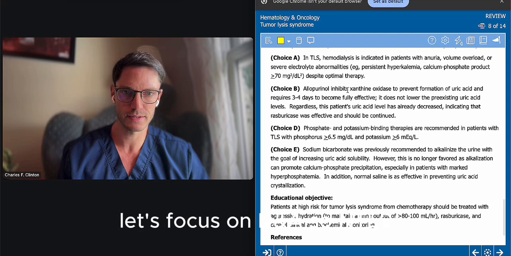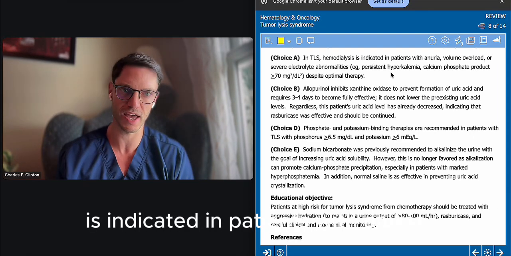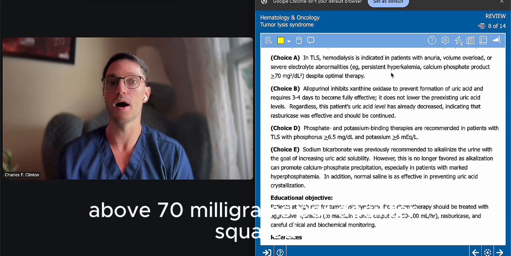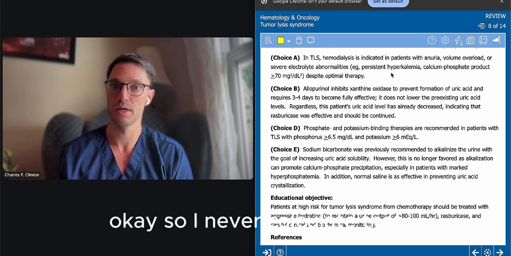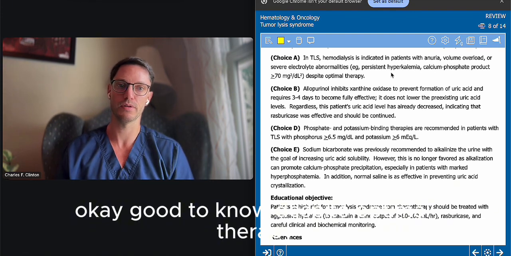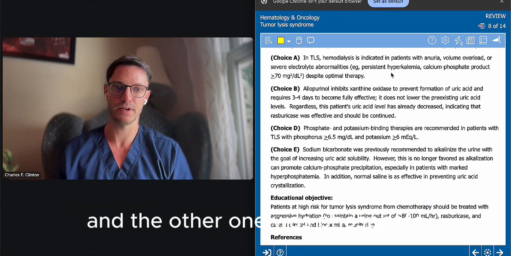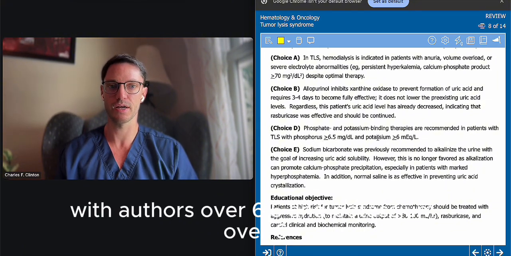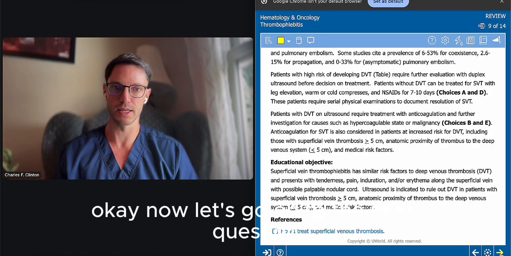So in TLS or tumor lysis syndrome, hemodialysis is indicated in patients with anuria, volume overload, or severe electrolyte abnormalities such as persistent hyperkalemia, calcium phosphate product above 70 milligrams squared per deciliter squared. Okay, so I never calculate that. Calcium phosphate product over 70. Okay, good to know. Despite optimal therapy. And the other one was phosphate and potassium binding therapies are recommended in patients with tumor lysis syndrome with phosphorus over 6.5 and potassium over 6. Okay, now let's go on to the next question.